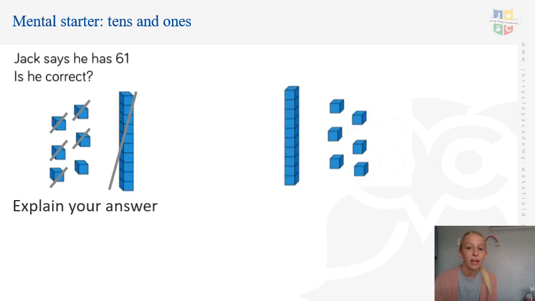However, if we flip his picture round and do the tens first, then it is much easier to count more accurately. So I can count 10, 11, 12, 13, 14, 15, 16. So have a go at pausing the video now and explaining what mistake Jack made.